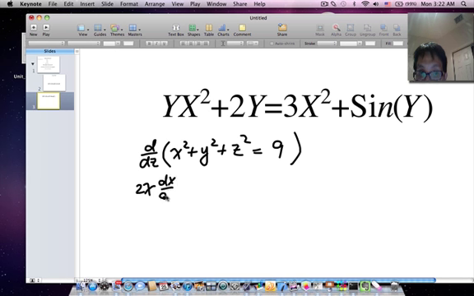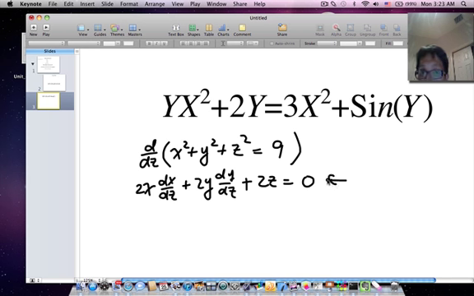Plus 2y dy/dz, plus 2z, equal to 0. So you recognize here is dx/dz, dy/dz, and here is only 2z because you're doing it with respect to z. It would actually be dz over dz, but that cancels out to 1, so it'll be 2z. That's your implicit derivative. That will be your answer.